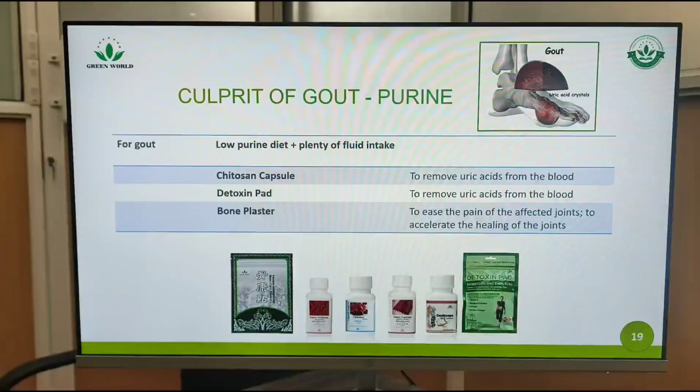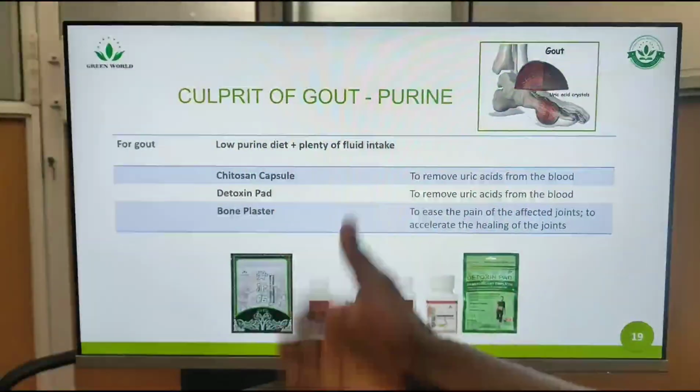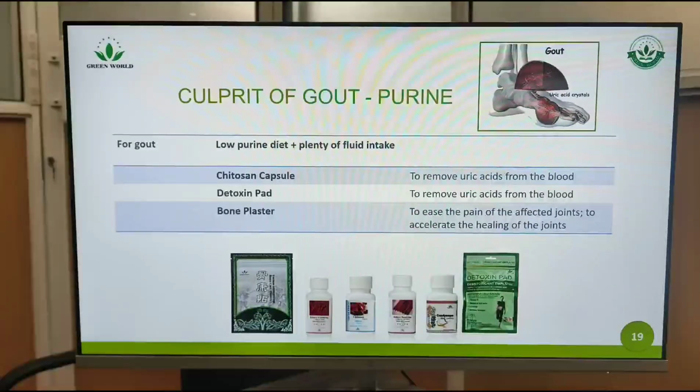It's called bone plaster. The main function of the bone plaster is to ease the pain, because obviously these people have to feel pain. They'll be feeling pain when they are walking. They feel like they are walking on gravel. It eases the pain of the affected joints, and also accelerates the healing of the joints, because it is medicated. It will help your joint heal very fast.